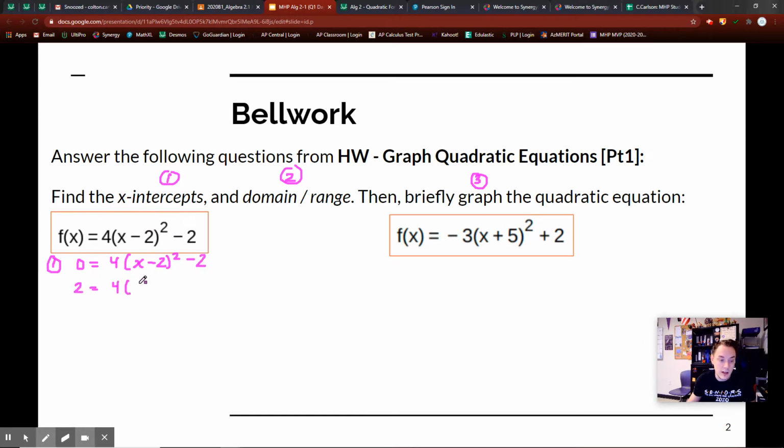This is 4 times (x minus 2) squared. Divide by 4, so now it's going to be 2 over 4 equals (x minus 2) squared. Now I'm going to square root both sides. So when this happens, what I get is the square root of 2 all over 2. That's what I have.